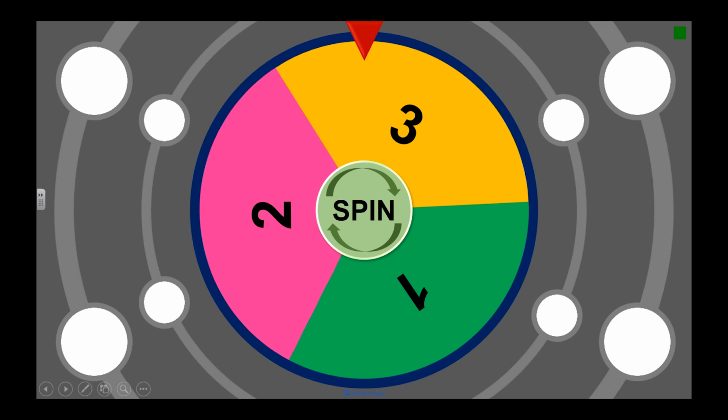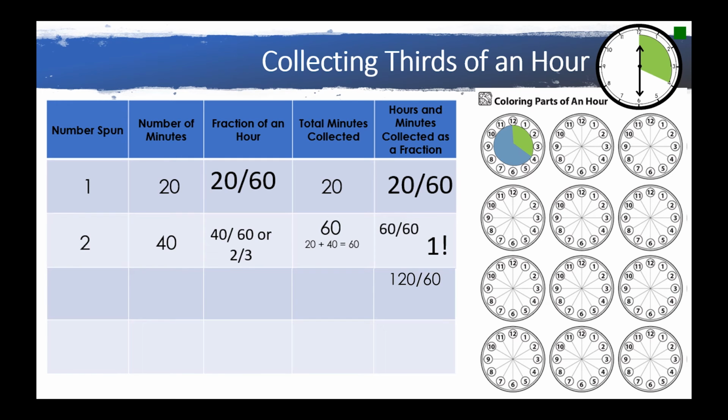For our third spin, we got a 3. 3/3 of an hour is going to be 3 20s, or 60 minutes, because 20 plus 20 plus 20 equals 60. And to write 60 minutes as a fraction of an hour, we were going to write 60/60ths. And we know that that's going to be equal to 1 because 60 minutes is 1 whole hour.